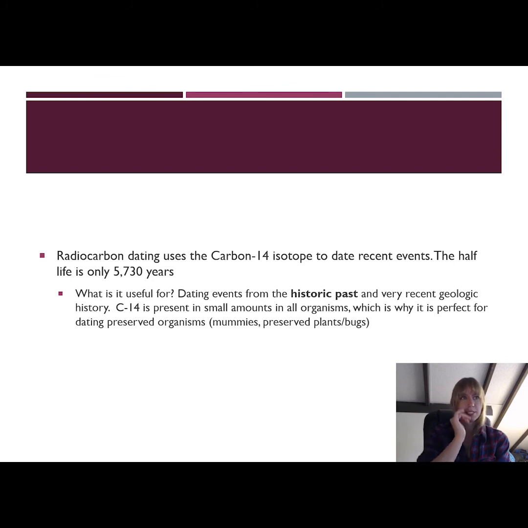So radiocarbon dating uses carbon-14 to date recent events because the half-life is only about 5,730 years. So what is this even useful for? It's for things in our recent historic past, such as recent geologic history, bones, fossilized plants, as long as it's within a certain age range. Remember, half-life, 5,730 years.